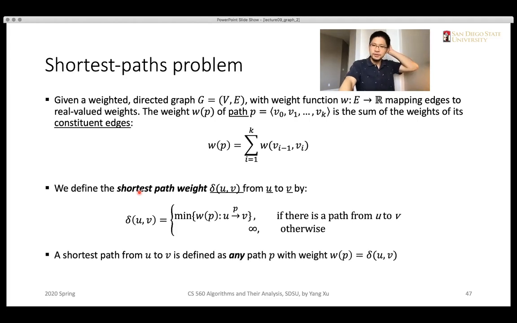So we say that a shortest path between u and v can be defined as any path that has the shortest path weight. There could be more than one shortest path between u and v. There could be two or three or even more paths that have the same total sum of weights, which is delta. As long as the weight of the path equals delta, then we say that it is a shortest path. So there could be multiple shortest paths.